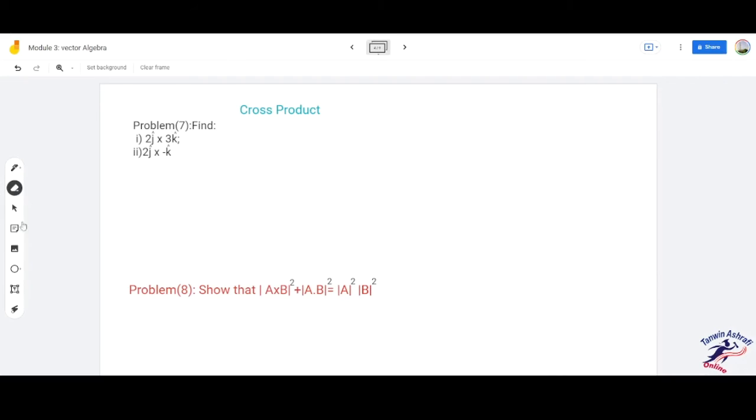Then we have the cross product. So let's solve some problems on the cross product. Problem 7 says find 2j cross 3k. Okay, so we will do this first.